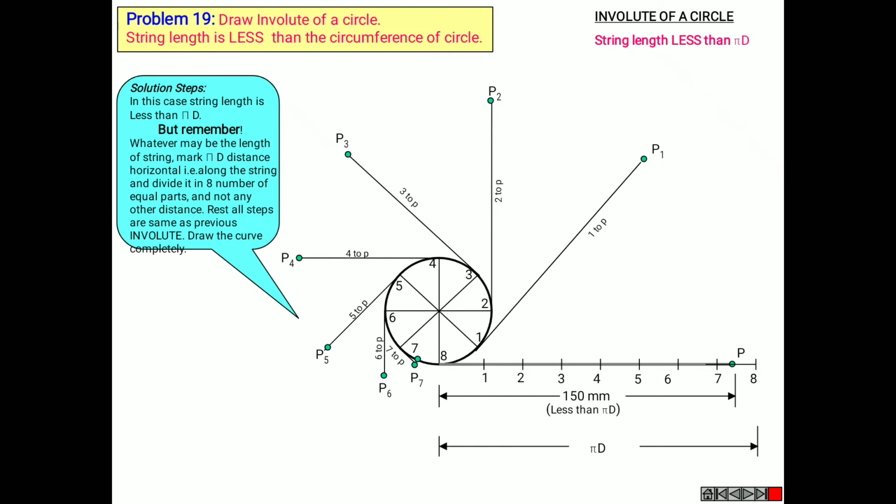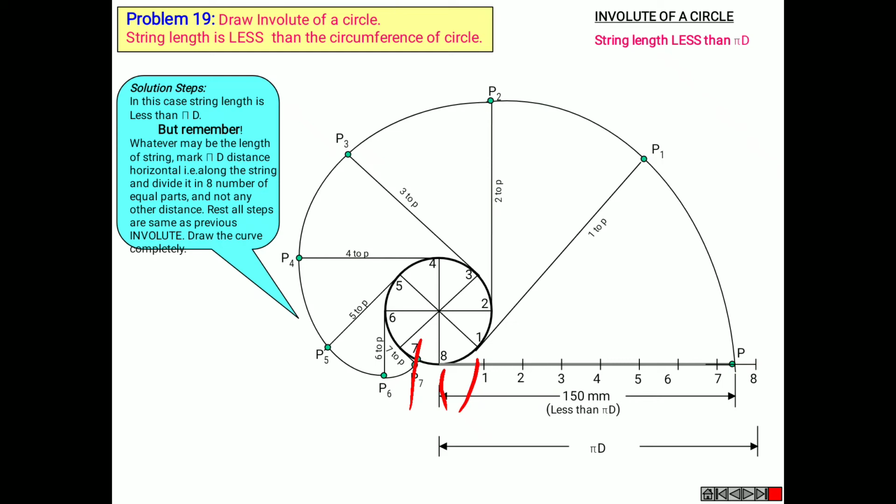So now join all the points smoothly in order to obtain your required involute. See from here, from the point 8, we haven't cut any line towards right, we have cut towards left.